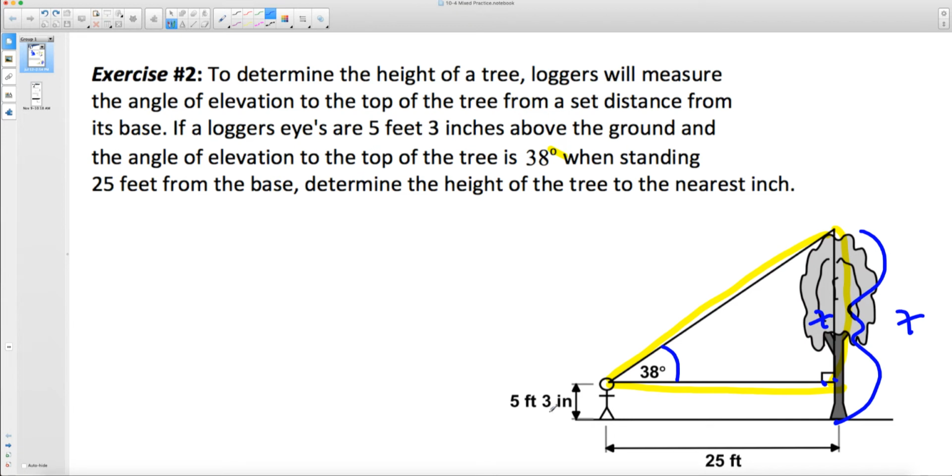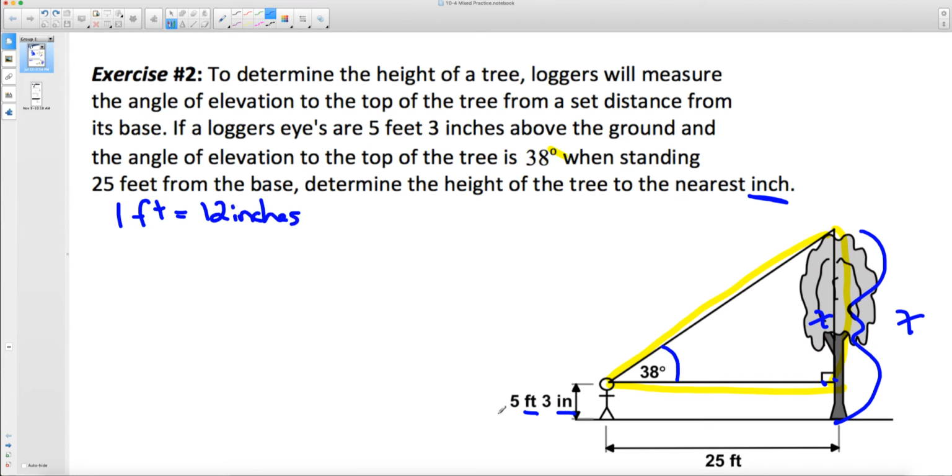The other problem is we have different units. I see feet and I see inches. We need to convert so that they are the same. We want to convert either completely to feet, or completely to inches. The best course to take here is to convert everything over to inches because that's what we want the end answer to be. So we'll go ahead and do that.